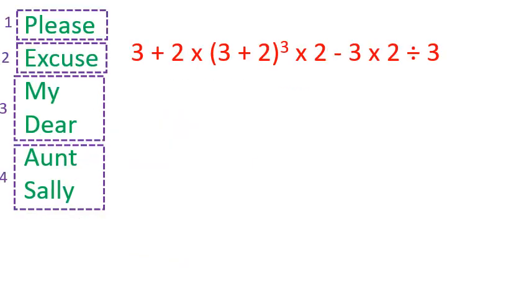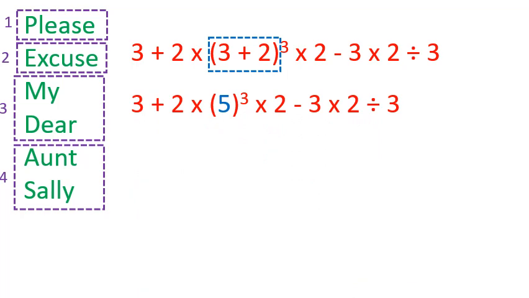So now let's try applying this by solving the equation shown here. So first we're going to find what's in parentheses, and we will solve that and then rewrite the equation. So when we solve what's within that blue rectangle, 3 plus 2 is 5. So next we rewrite the equation with a 5.